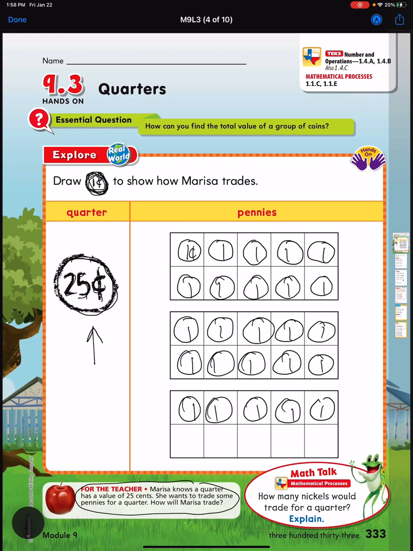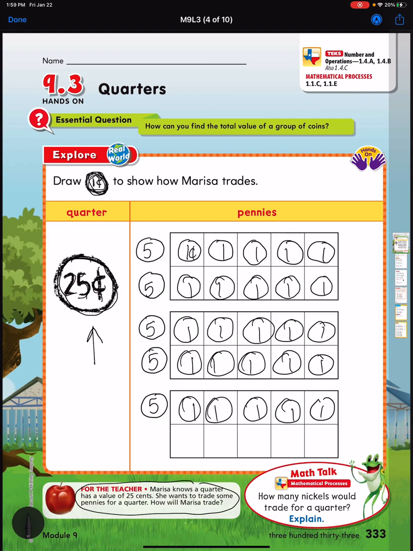All right. What if instead of pennies we did nickels? I know nickels are worth 5 cents. How many nickels would it take to trade for 1 quarter? Well, 1, 2, 3, 4, 5. It would take 5 nickels for 1 quarter. Nickels are worth 5 cents.